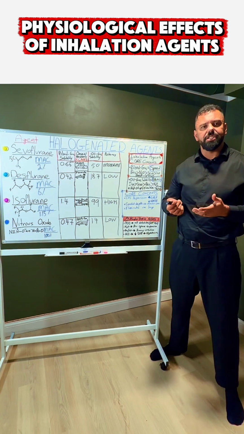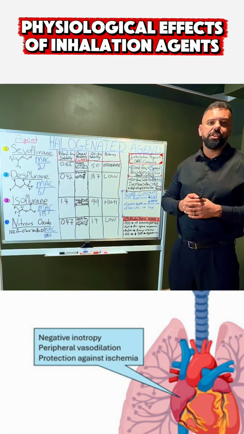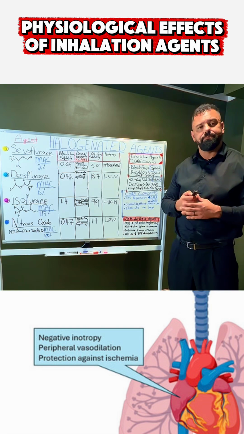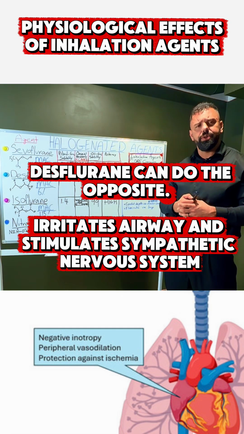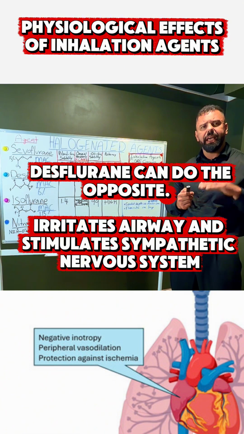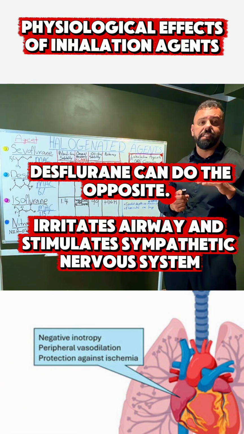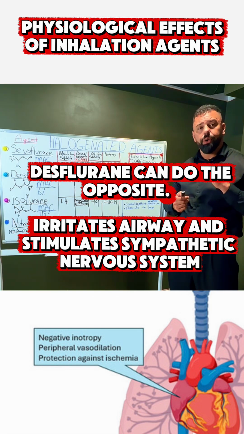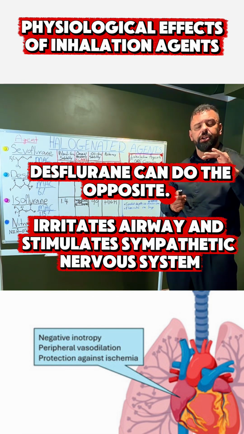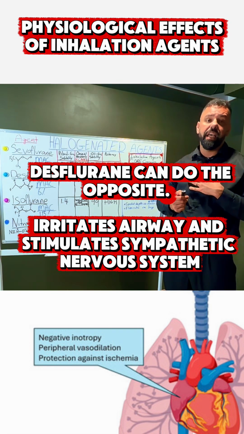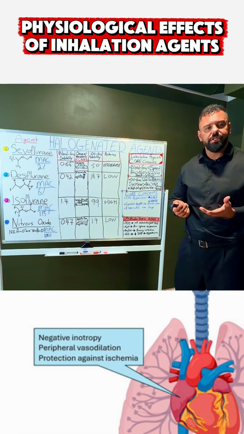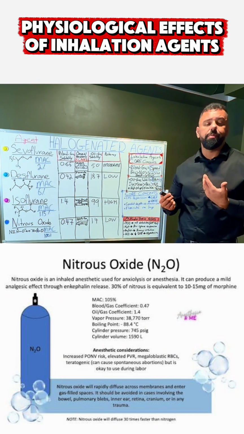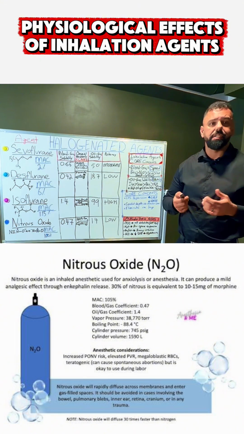Next, the cardiovascular system. Most volatile agents cause a decrease in systemic vascular resistance, which leads to hypotension. Desflurane is unique in that the rapid increase can stimulate the sympathetic nervous system, causing tachycardia and hypertension. And it can also increase the sympathetic nervous system by irritating the airway. Then we have nitrous oxide, on the other hand. It tends to preserve cardiovascular stability, which makes it useful in certain patients.